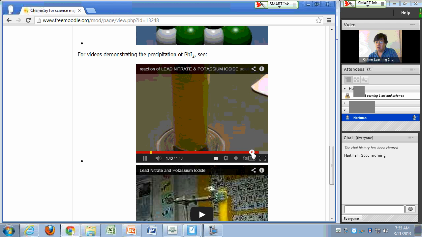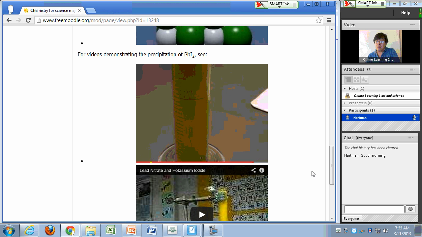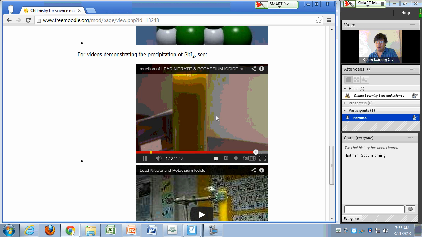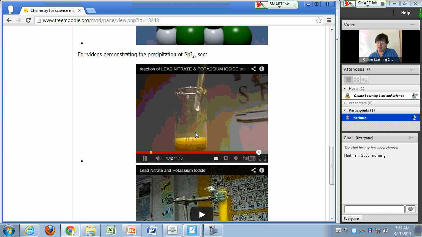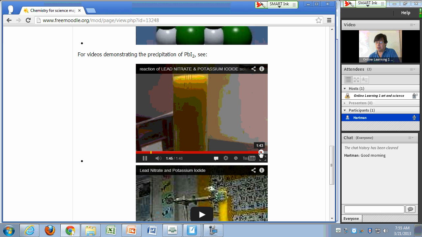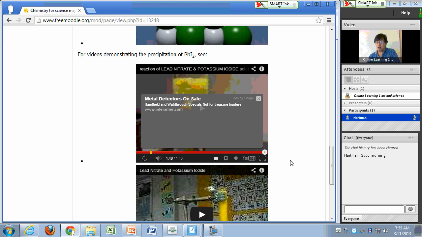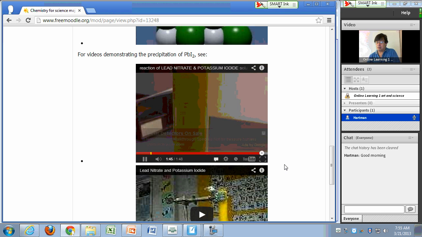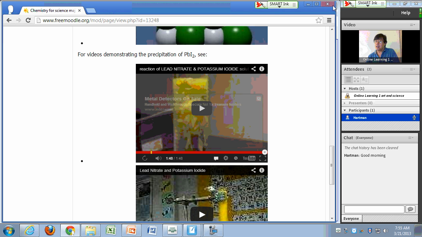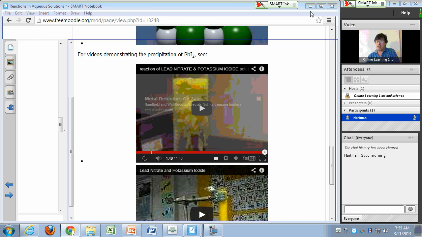So towards the end of that video, you have all of that yellow precipitate. Eventually, all of that's going to settle to the bottom of your test tube. So that's a precipitation reaction.